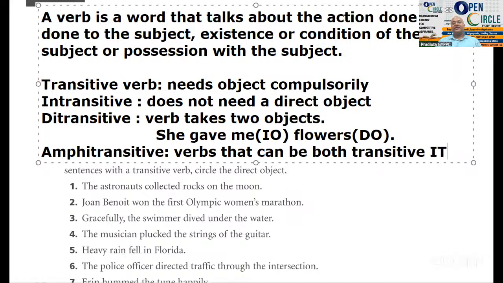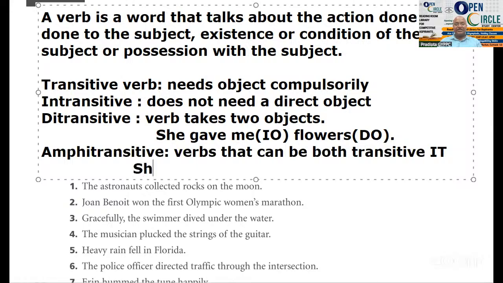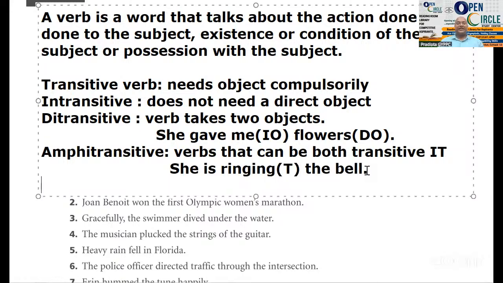For example, I'm giving two examples here. She is ringing the bell. What type of verb is this? Transitive or intransitive? Transitive. She is ringing what? The answer is bell. So it is transitive. Now suppose I write another sentence like, the bell is ringing.